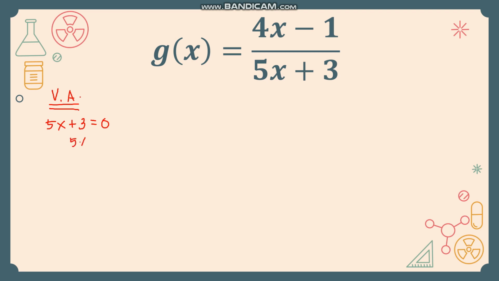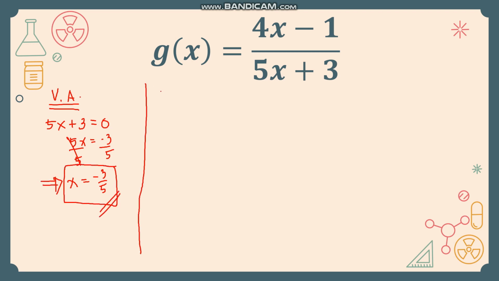So we will move 3 on the other side. So we have 5x equals negative 3, and then divide both sides by 5. This will be cancelled. Therefore, we have x equals negative 3 over 5. So this one now is our vertical asymptote. Next, let's solve for the horizontal asymptotes.